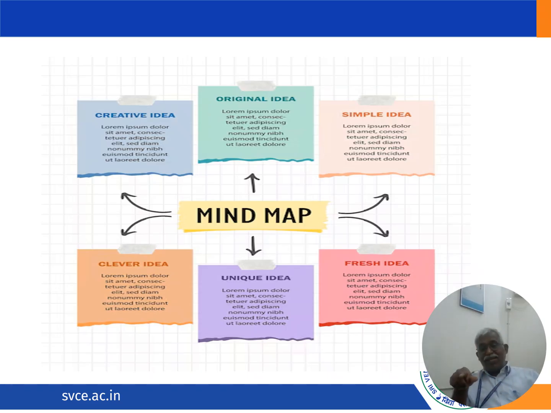For that idea generation, this type of mind mapping is important. Unique, fresh, simple, original, creative idea and clear idea. These are the ways of getting the suitable idea for mind mapping. So people take them in a suitable manner. We will come forward to utilize all those things with the idea mapping.